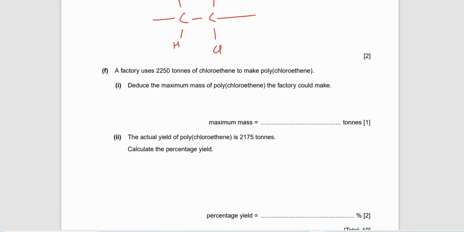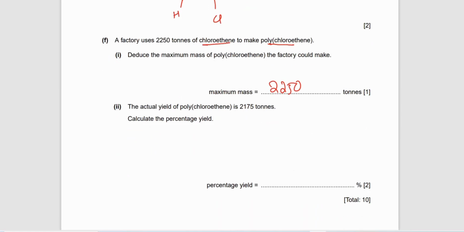A factory uses 20 to 50 tons of the chloroethene to make the polychloroethene. Deduce the maximum mass of the polychloroethene the factory could make. As much as we take the chloroethene, it will convert into polychloroethene without loss of anything, because here is the addition polymerization. The double bond is converted into a single bond, so the same mass will convert into the polychloroethene. So 20 to 50 tons.